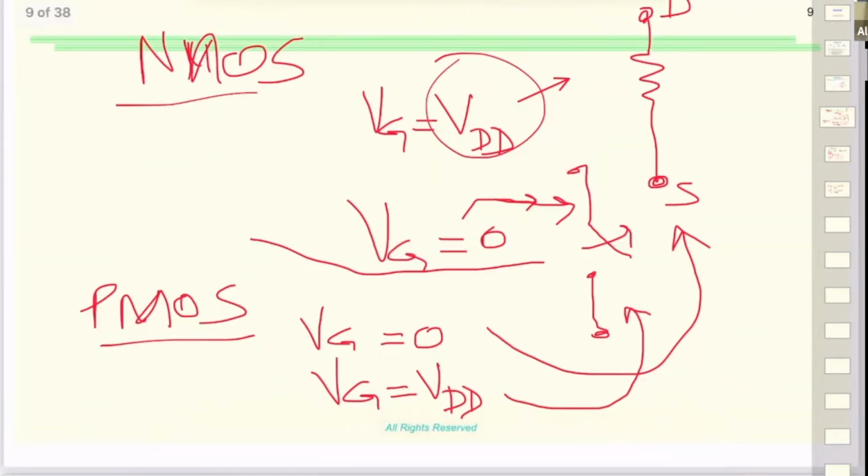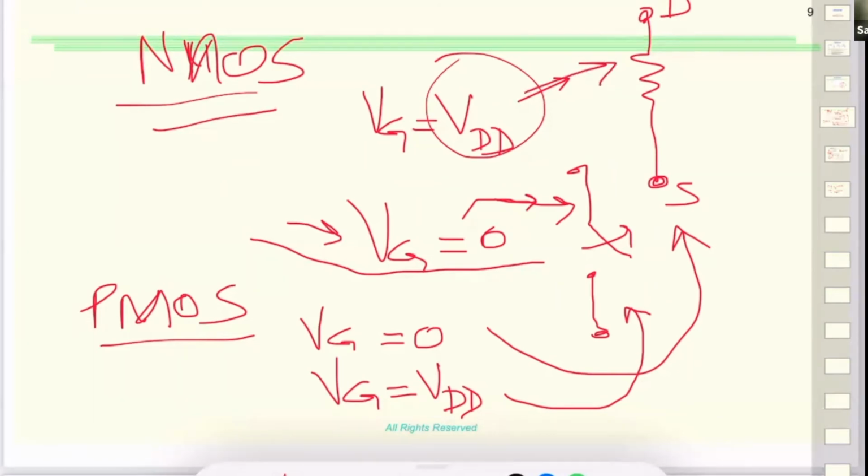Closed. Hold on. NMOS gate 0. I have an arrow for high to be closed, but for gate 0, I have an arrow towards something which is open. So this is closed, this is open.